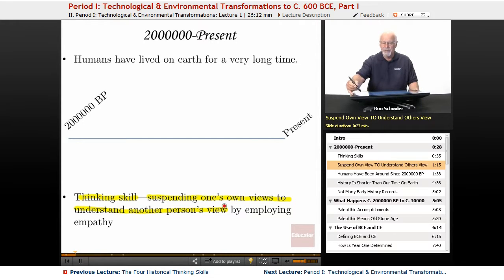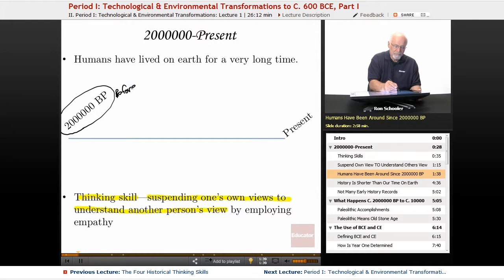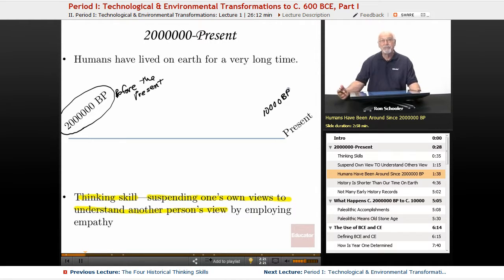And we have an example of that we can do right here. Some people believe the scientific viewpoint is that humans have been around since 2 million BP. BP means before the present. And BP is not measured by a calendar, it's measured by radiometric dating, so it can't be terribly exact. So about 2 million years ago, the viewpoint is that humans began. And we also have some people who believe that it was only 10,000 years ago, we'll use before present again, that human beings began.